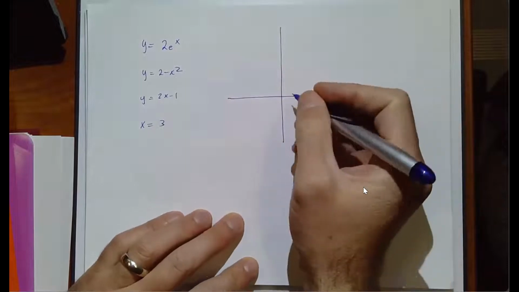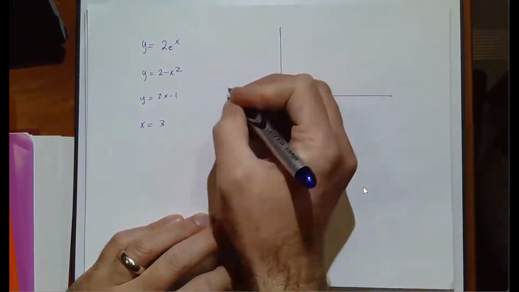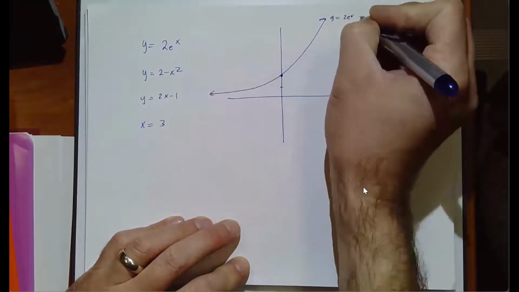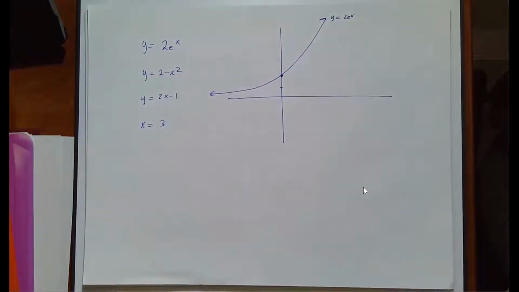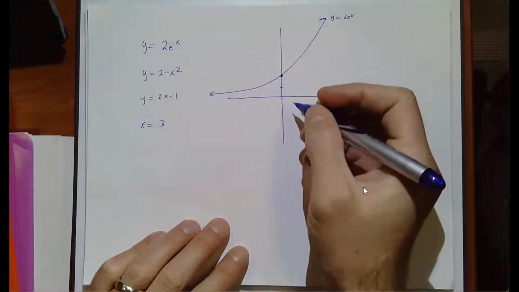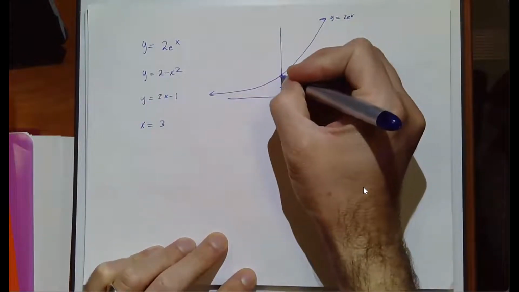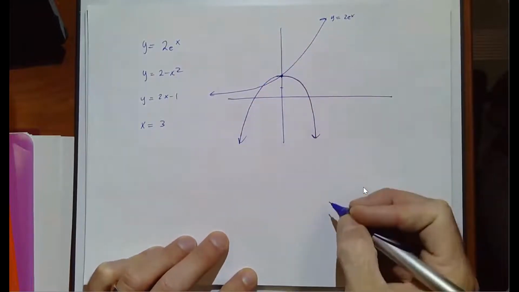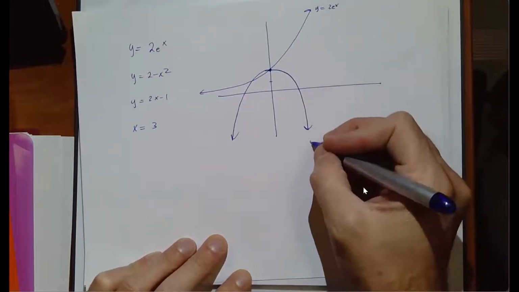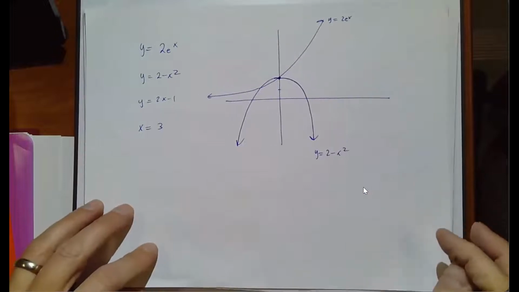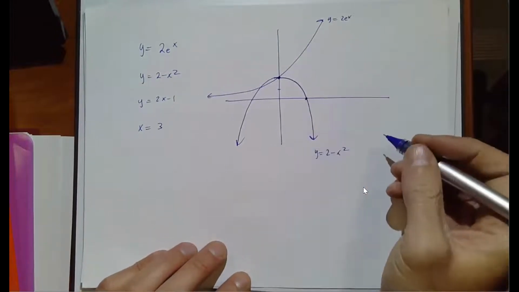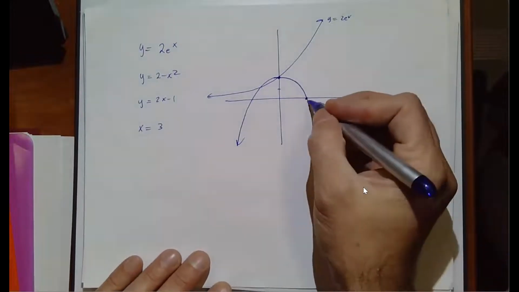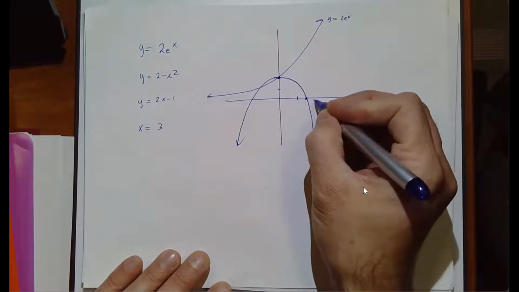So 2e to the x has an intercept at (0, 2) and has the usual e to the x shape. 2 minus x squared is a downward opening parabola. It's been shifted up 2. So it's going to actually hit this point right here, and it's going to kind of look like this. And y equals 2 minus x squared would hit the x-axis at positive square root of 2. Not that we need to write that down necessarily, but it's good to be aware of where it's intercepting there, just because I know that the square root of 2 is less than 3. So like there's 1, there's 2, there's 3.